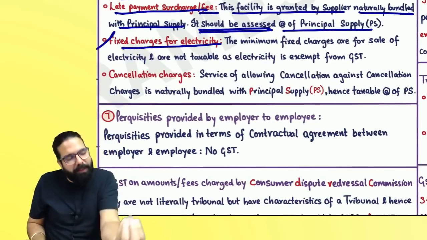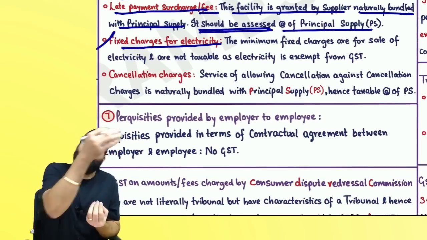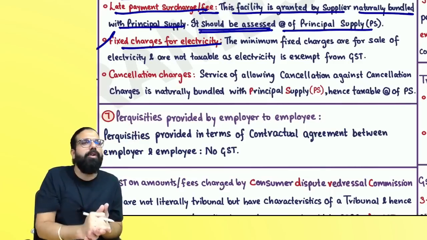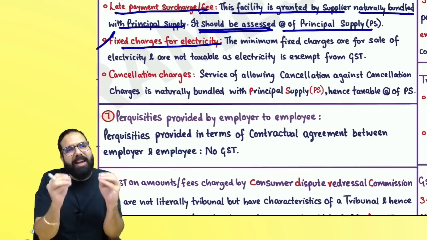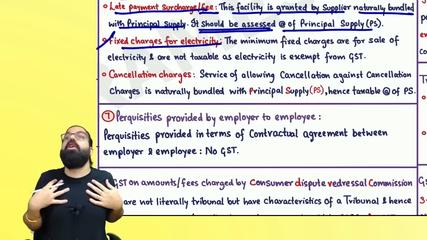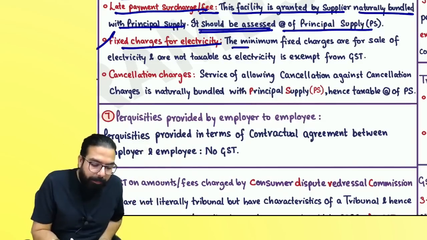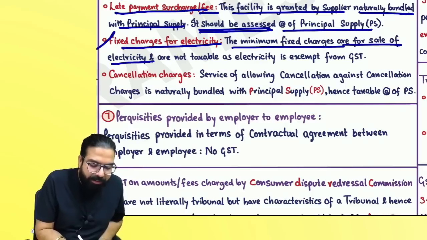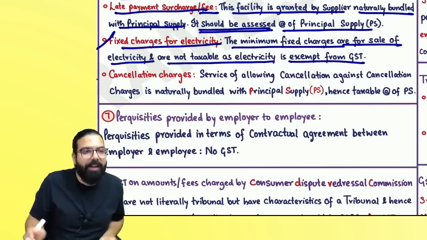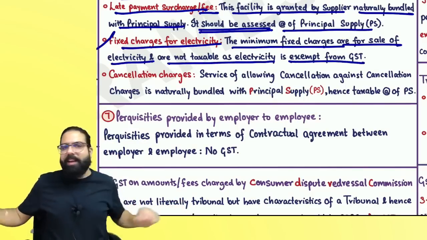Whenever any fixed charges for electricity are taken and you have not utilized the minimum electricity also, those fixed charges are not because I am tolerating your act of not using the minimum electricity. Remember, the minimum fixed charges are for sale of electricity and are not taxable. Why, sir? Because electricity is anyways exempted from GST.